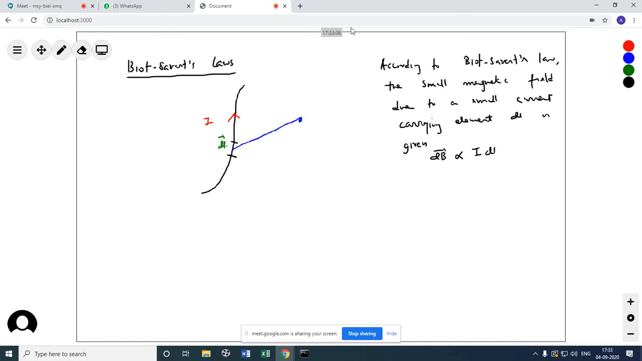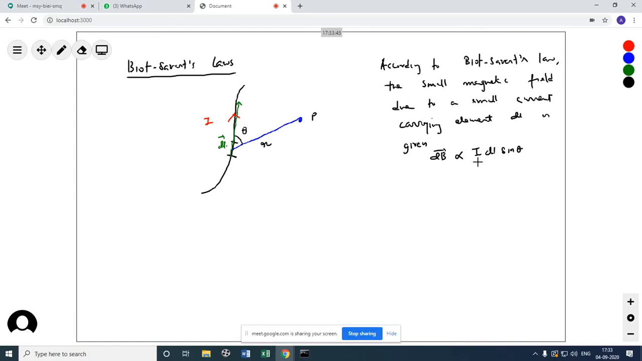Okay. Now definitely dl is also a vector. So it's a vector quantity, meaning it must have a vector symbol. So this is the vector direction. Correct? And this is the angle theta between the dl vector and the r vector. What is r? r is the distance of the observation point from the dl vector. Got it?